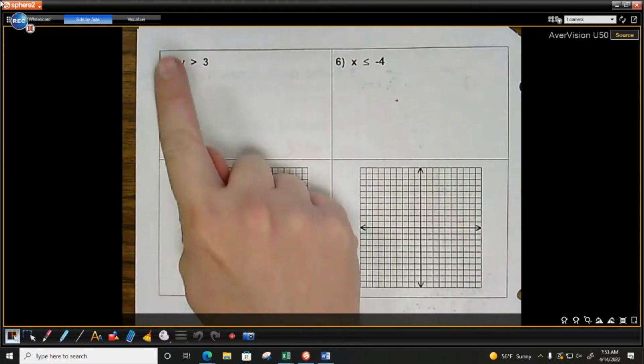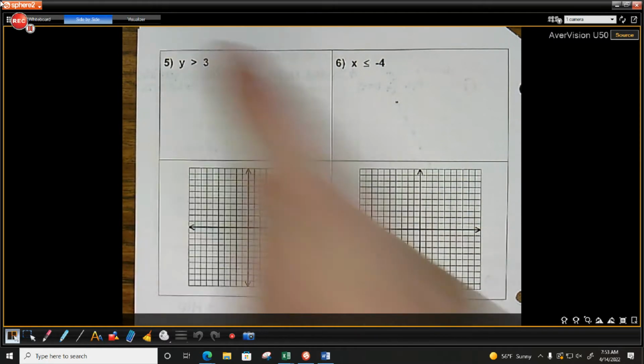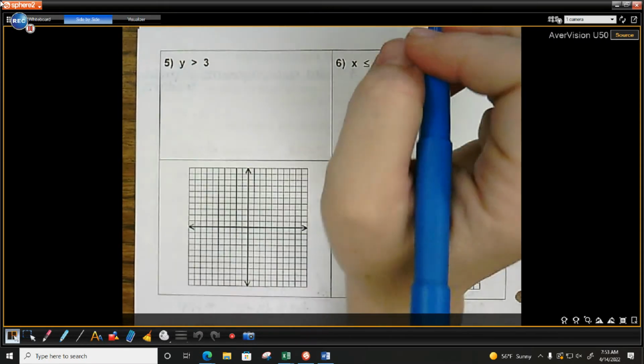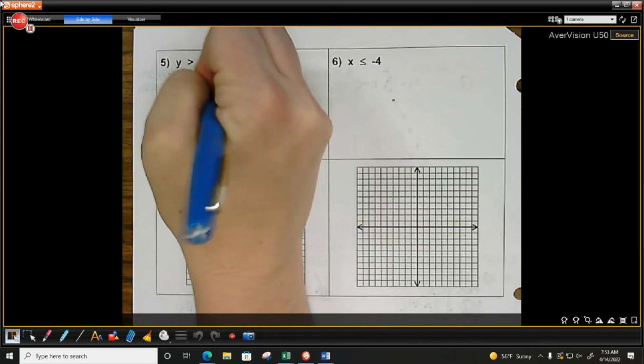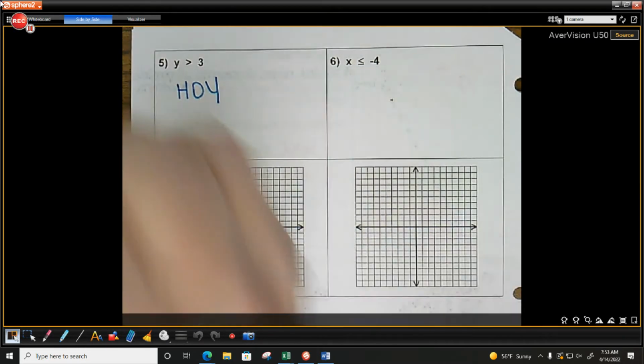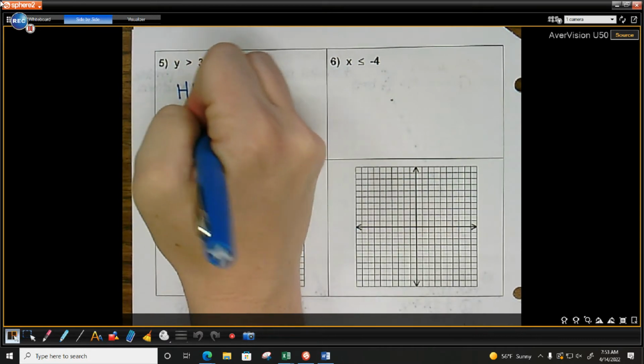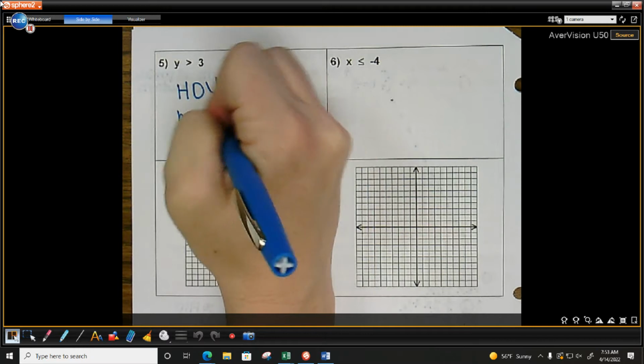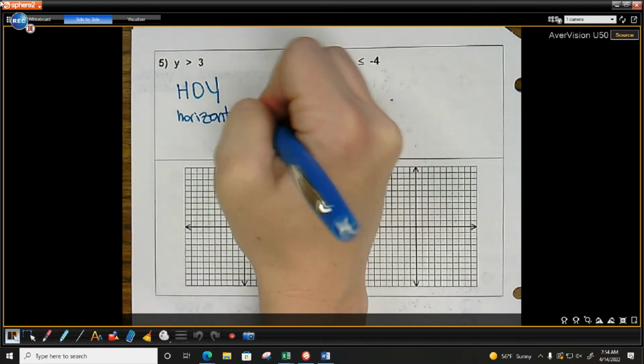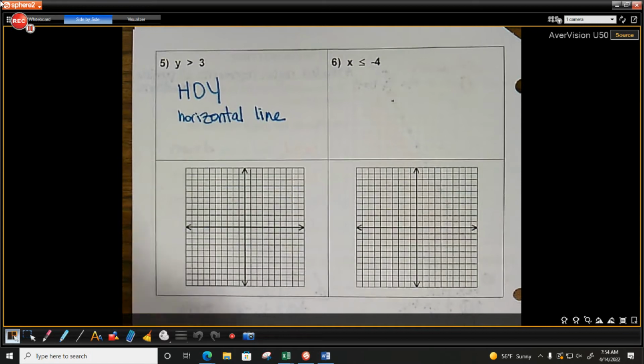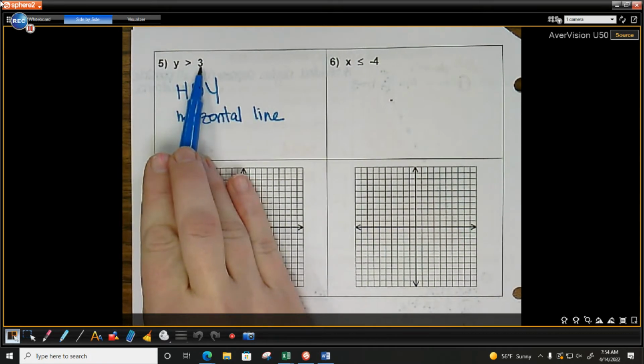Okay. Now we're going to go on to our special cases. How do you know you have a special case when you're graphing? There's only one variable. Here, I only have a y. So what's my acronym if I only have a y? HOI. What's the H stand for in HOI? Horizontal line. So this is a horizontal line. Horizontal line. So I'm going to go on the y-axis and put a dot at 3.